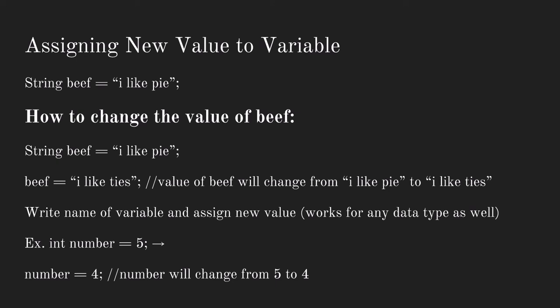The reason that assigning a new value to a variable is very useful is that in Java you're constantly going to need to change or assign a new value to a variable, because different programs will require that you assign a new value to a specific variable. So you should really memorize how to do this. You just write the name of the variable and assign a new value to it, and it'll work with any data type.